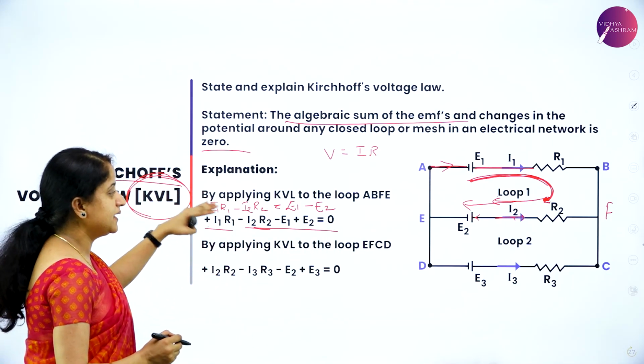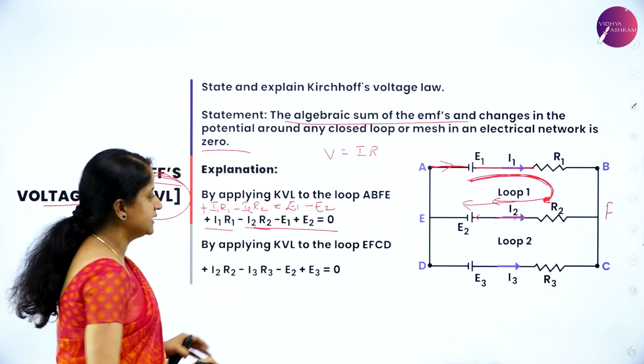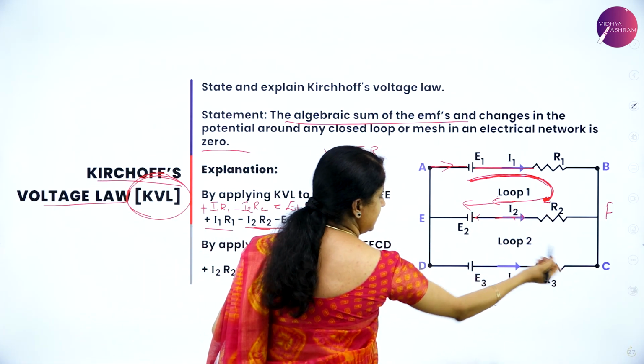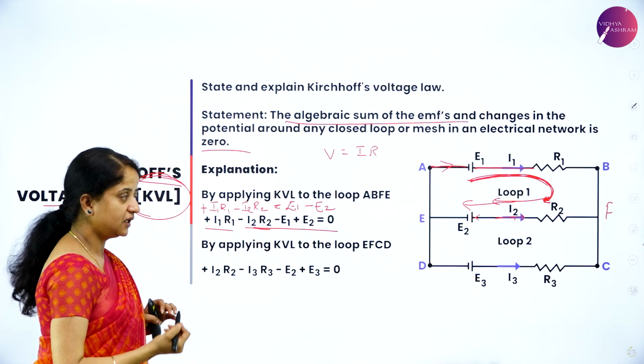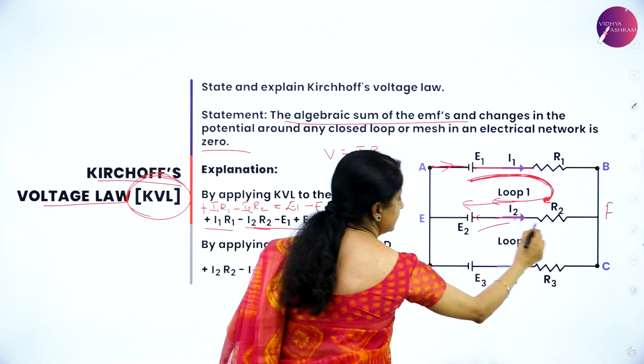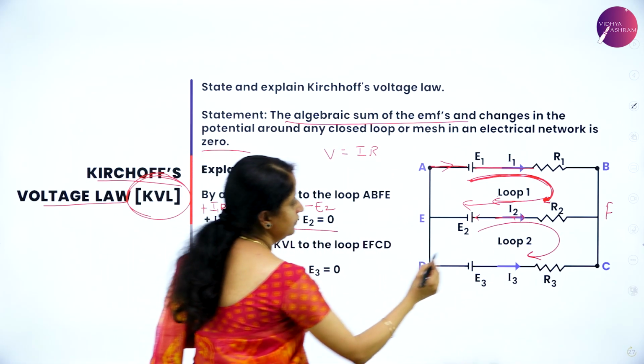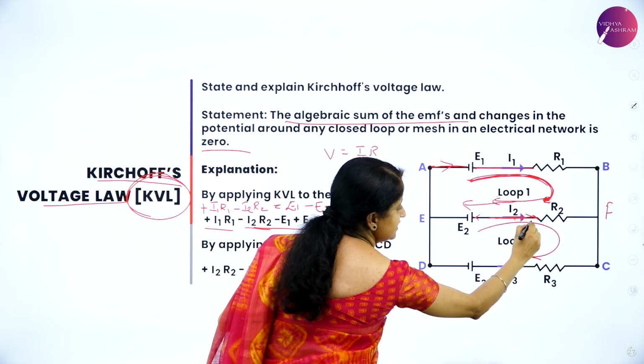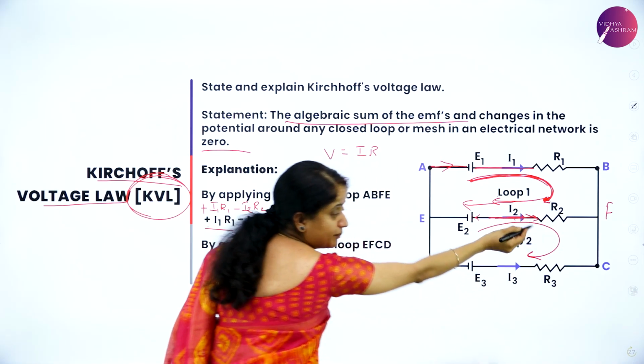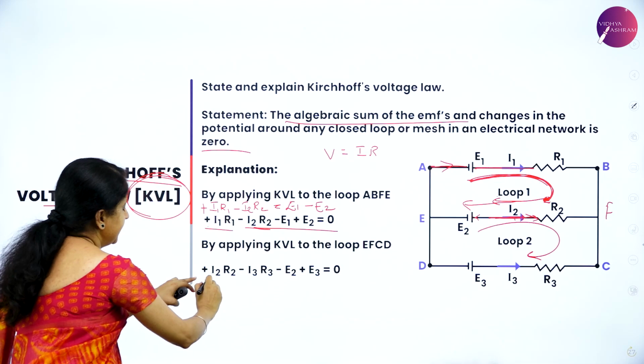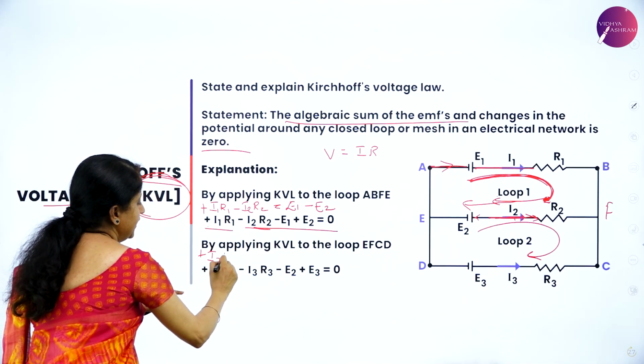Now let us apply the same KVL to the second loop, that is E, F, C and D. Here again, I am observing in this direction. Now the current is moving in this direction. So the I2 R2 product must be positive. So I get plus I2 R2.